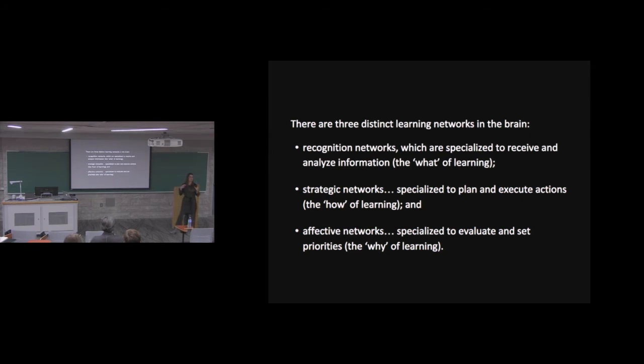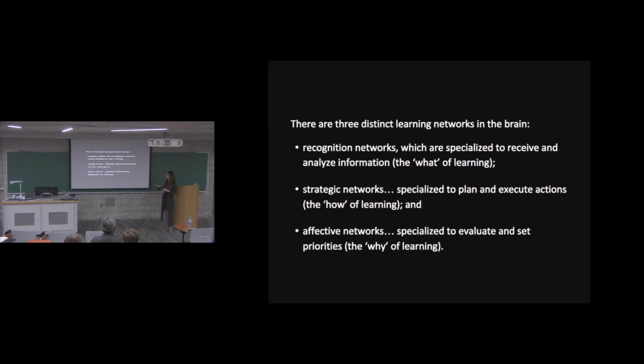And so from these fMRI and brain-based studies, we're actually able to see that there are 3 distinct networks in the brain. The what of learning, the recognition section, which is how you receive, analyze, process information. The strategic network involves the executive functioning, how you see a task through to completion. And the affective network, how you see the relevance of something, how you motivate yourself and see yourself through to that task completion.